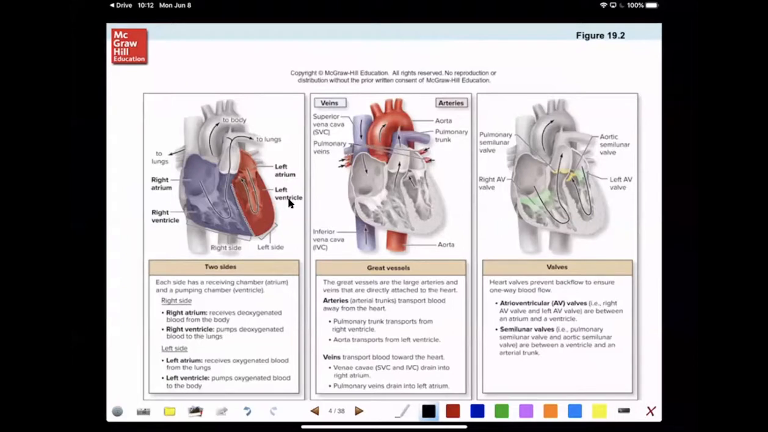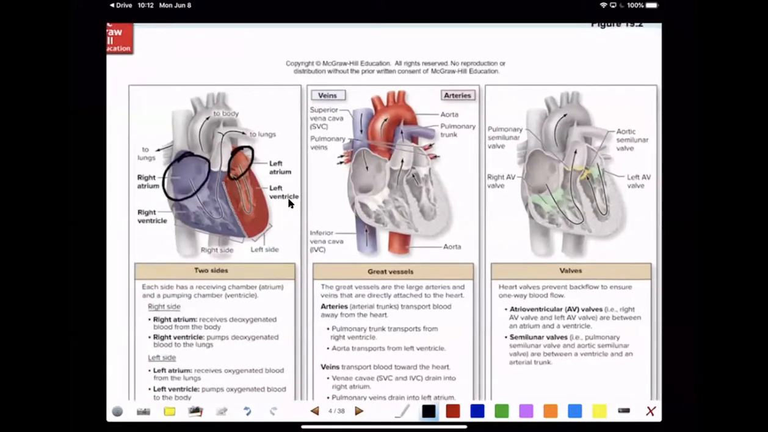The atria are these top chambers right here, and the ventricles are these bottom chambers right here, okay? The atria and the ventricles are separated from each other by valves, and these are known as the AV valves or atrioventricular valves, okay? They have that name because they separate atria from ventricles. So atrioventricular valve, and that's right here, okay?